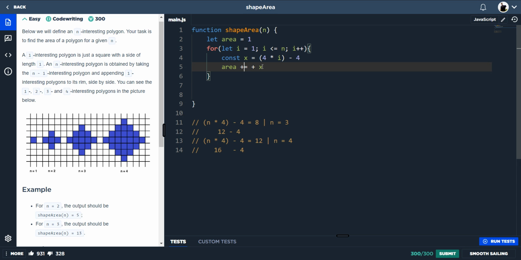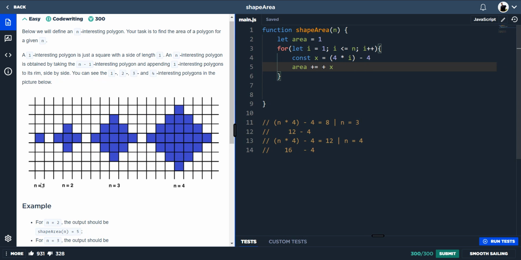So for instance, the area is 1 at the moment. We're looping through it because n is equal to 1. We're looping through n once. So if we go to the logic, x is equal to 4 times I, which is 1. That is equal to 4. 4 minus 4 is 0. And the area is already equal to 1, so that's 1 plus 0 is 1, which is our area.